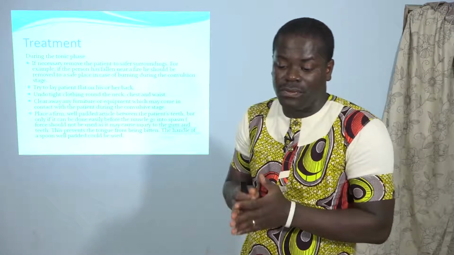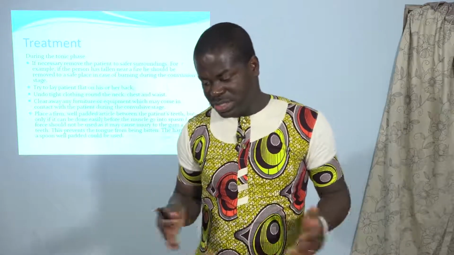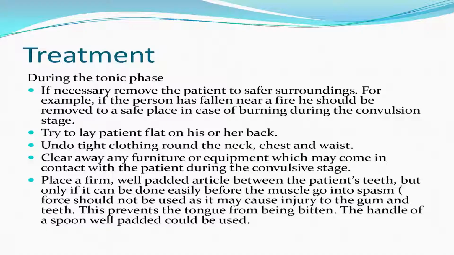So we will start the treatment from the tonic phase, where the individual falls to the ground and there is muscle rigidity. What are some of the things that you can do to help the individual come out of the tonic stage? If necessary, remove the patient to a safer surrounding. As I said earlier, you have to take all dangerous items that are likely to injure the individual from his or her vicinity. Lay the patient flat on his or her back. Undo tight clothing around the neck, chest, and waist. Clear away furniture or other equipment which may come into contact with the patient during the convulsive stage.